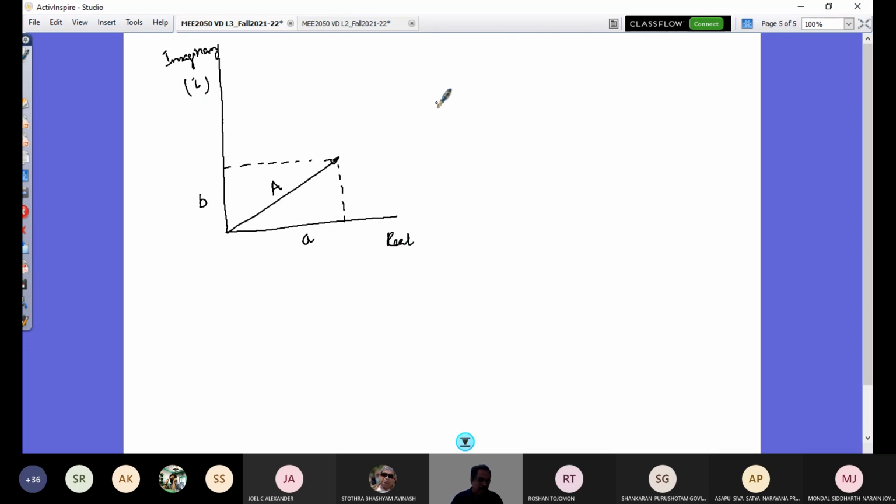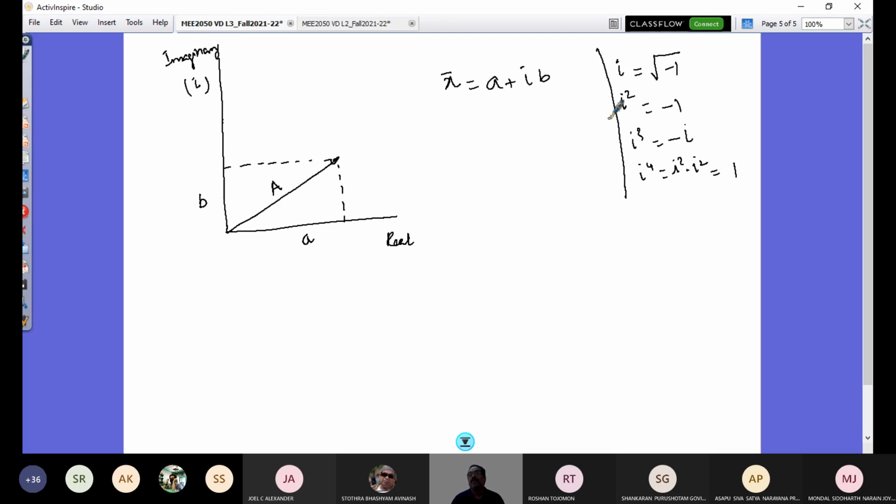So how do I represent my vector now? This way. The x vector is going to be A plus iB, where i is your complex number, which you define as the square root of minus 1. So you know what i squared is: minus 1. What is i cubed? Minus i. What is i to the power 4? That's i squared into i squared, so it's going to be plus 1. So this is how you define your complex number. So i is a complex number defined by the square root of minus 1.